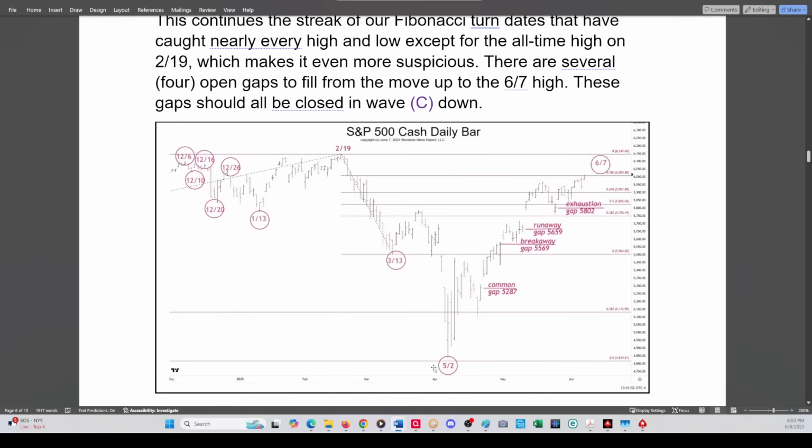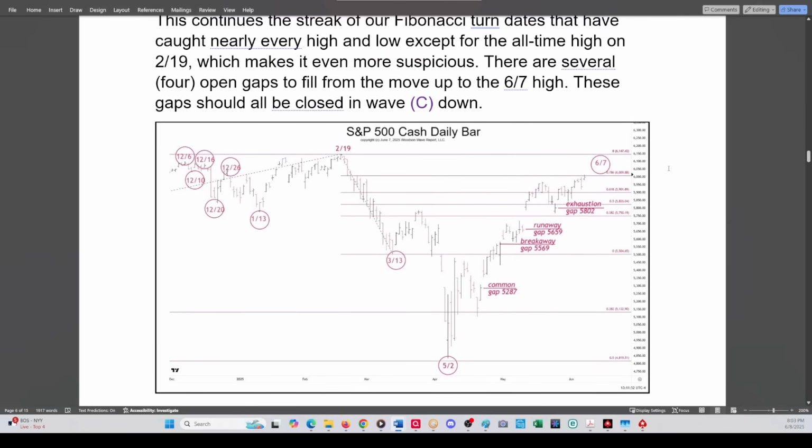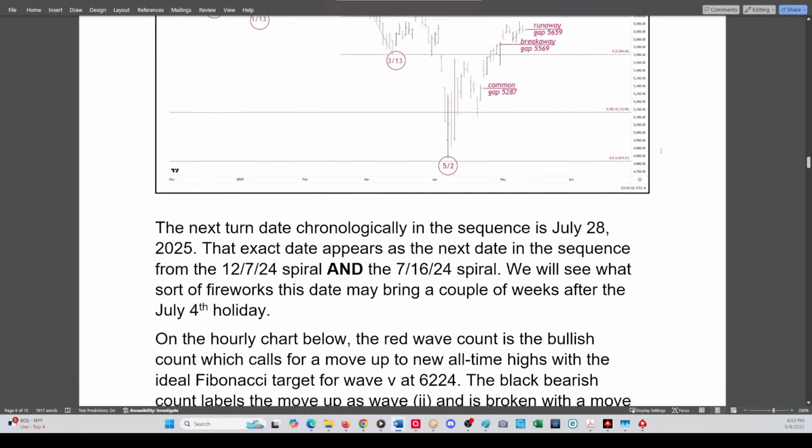Where is it right? When it goes below the 5.2 low. But this chart here is just to show the gaps, but more importantly, the turn dates above and how they hit. Okay, so we'll see if this one holds here. It was on Saturday, so there's a possibility it could hit on Monday, the next trading day after the turn date, but so far it's the trading day before, which was Friday, June 6th.